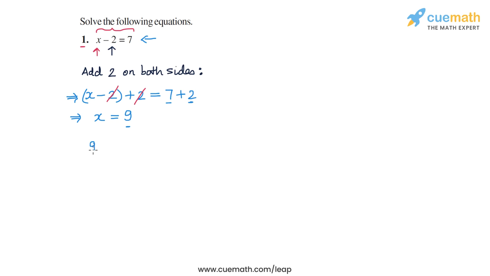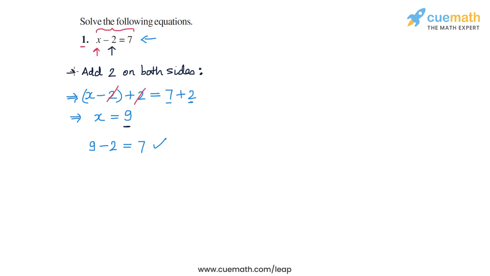Then on the left hand side we will get 9 minus 2 instead of x minus 2, and on the right hand side we have 7, and we can see that 9 minus 2 is equal to 7. So the value of x equal to 9 is the correct solution.